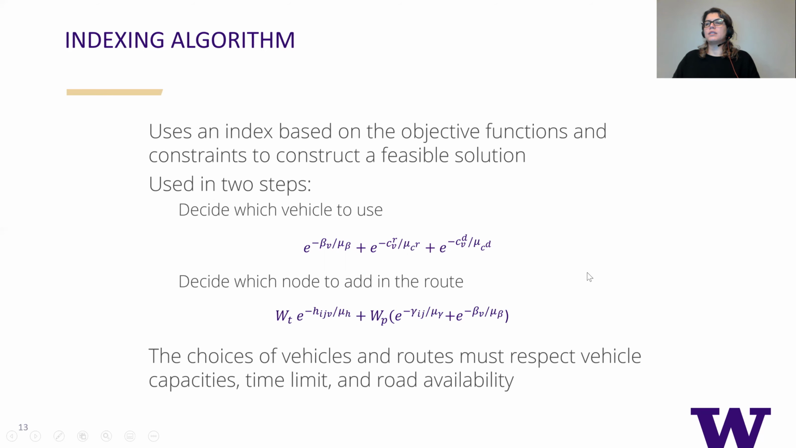Both of the indices that we use are based on the constraints and the objective functions of the model. To define which node is going to be visited next, we use the penalty for the transit time, the weight for the transit time between the current node and the following one. And you have the weight for the penalties for that road, and the penalty for the vehicle being used. And the choice of vehicles and routes must respect the vehicle capacity, time limit, and road availability.